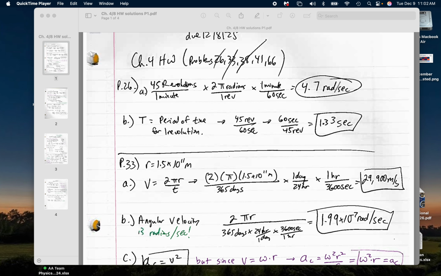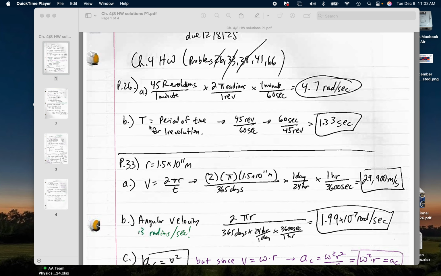Problem 26 is saying an old-fashioned vinyl record rotates on a turntable at 45 RPM. What are the angular velocity in radians per second and the period of motion? If I have 45 revolutions in 1 minute, that's 2 pi radians for 1 revolution and 1 minute over 60 seconds. If I multiply those through, 45 times 2 pi divided by 60, that equals 4.7 radians per second.